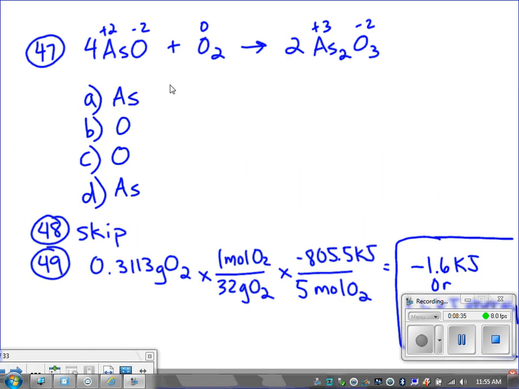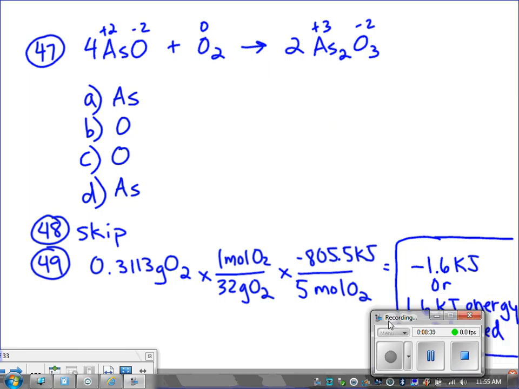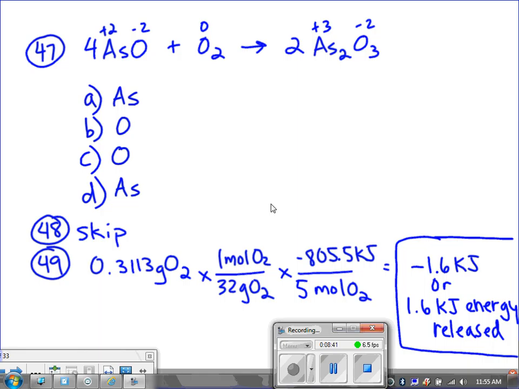So again, 47, here's the answer to this problem. Again, I will do this in a separate recording so that I can describe this process that I used here. But that's the answer anyways, and you can refer back to that. You can skip question 48.